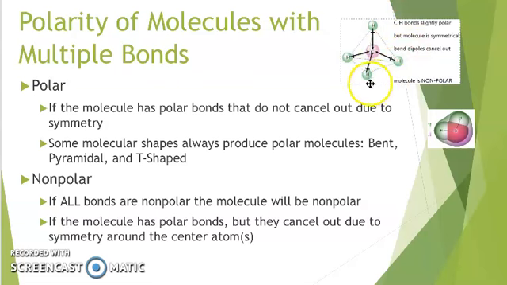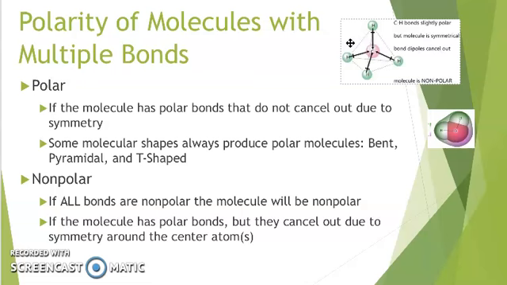If they are a tetrahedral shape, if they have the same elements around the outside, then they're going to be all canceling each other out. So it's going to be nonpolar, because all the bonds are either nonpolar, so all the elements are the same, or if they have polar bonds, in the case of this one up here in the top right, they cancel out due to symmetry around the central atom.